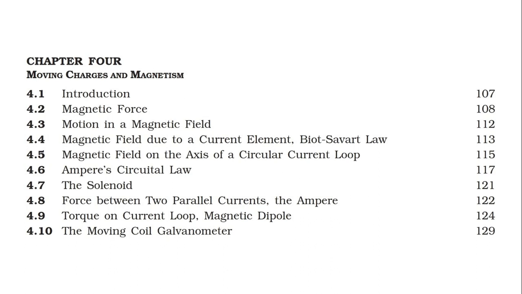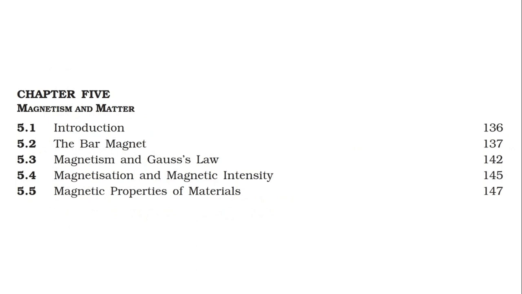Subtopics: introduction, magnetic force, motion in a magnetic field, magnetic field due to a current element, Biot-Savart law, magnetic field on the axis of a circular current loop, Ampere's circuital law, the solenoid, force between two parallel currents, the ampere, torque on a current loop, magnetic dipole, the moving coil galvanometer. Total 10 subtopics. Chapter number 5, magnetism and matter.